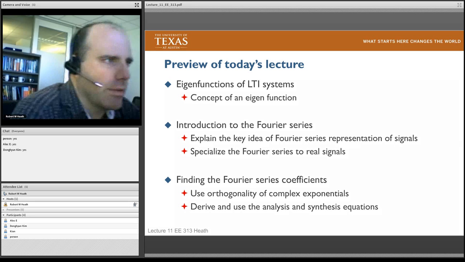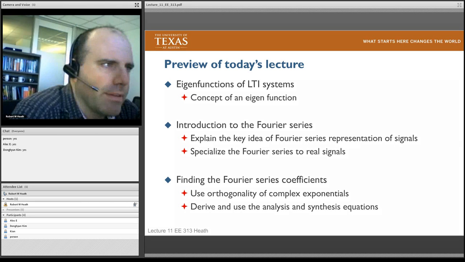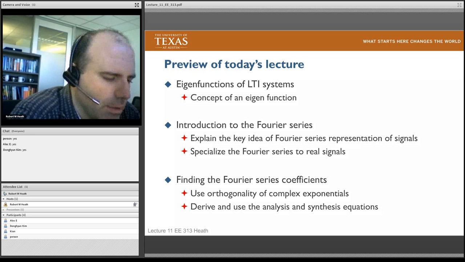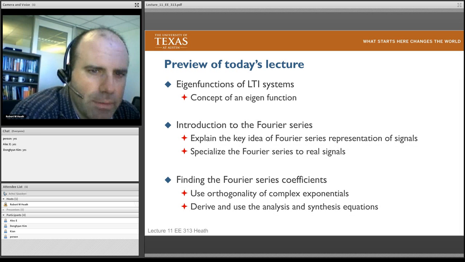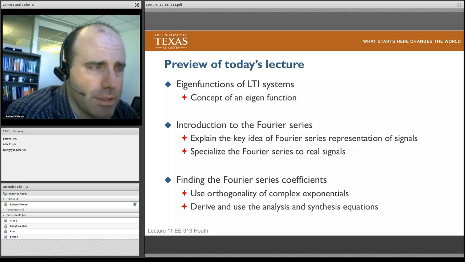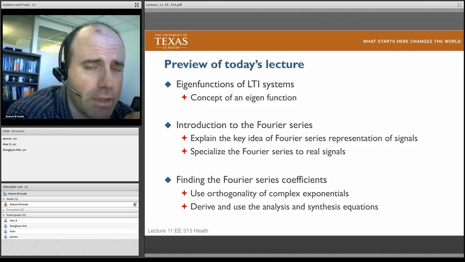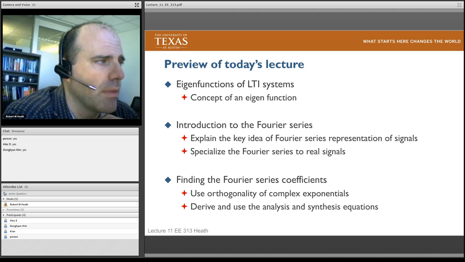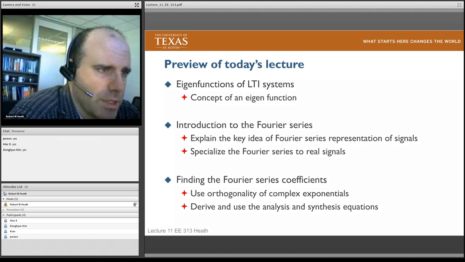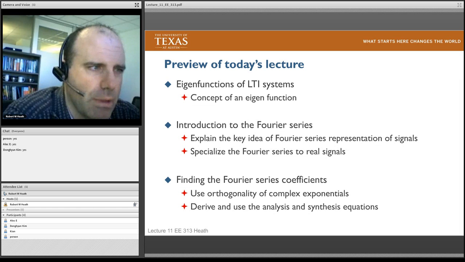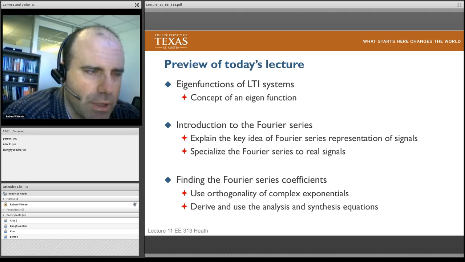Okay, so this is what we're going to cover today. We're going to talk about eigenfunctions of LTI systems. You should be able to explain the concept of an eigenfunction, and how it is useful. In particular, it's going to be used to simplify convolution, and it's also going to motivate the Fourier series and the Fourier transform. That brings us into the second topic, an introduction to the Fourier series. You should be able to explain the key idea of the Fourier series representation and its specializations to real signals, and then find the Fourier series coefficients of a given signal.